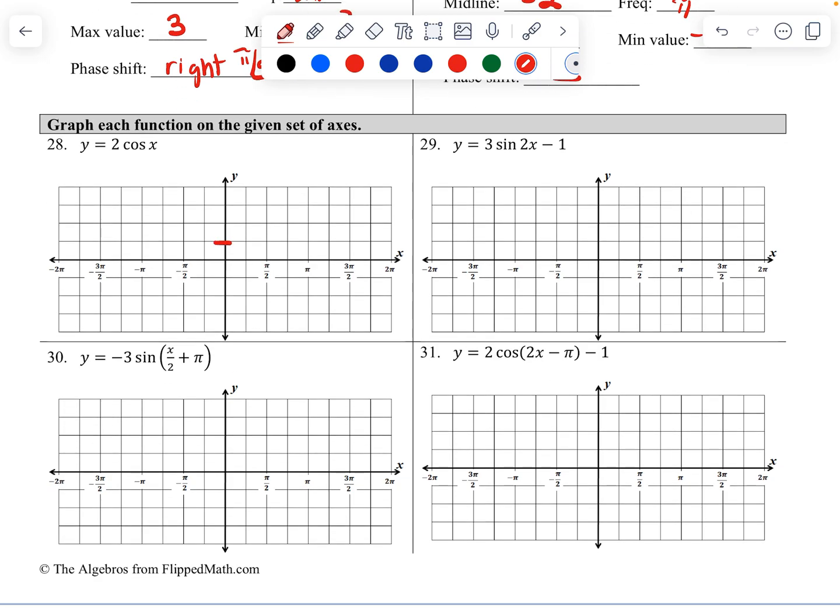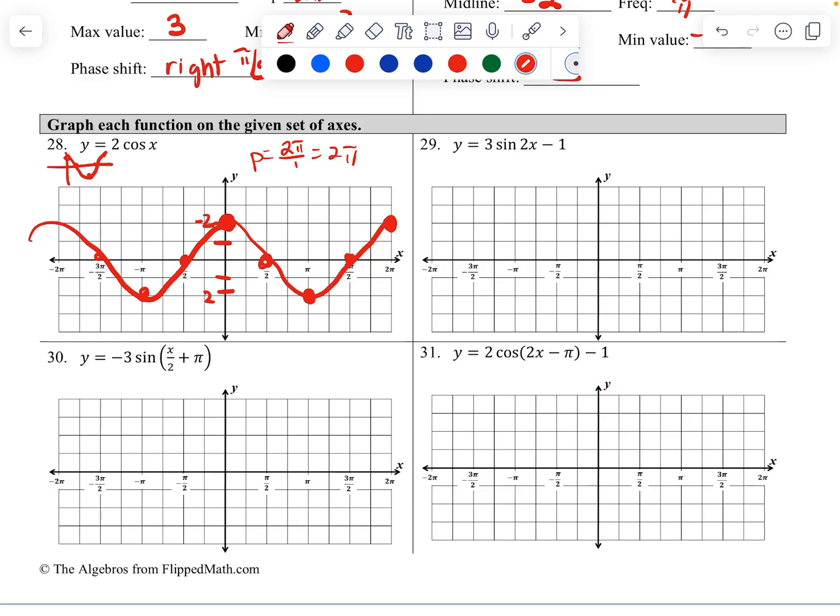All right, so up 2, down 2. Our b value is 1, so our period is 2 pi over 1, which is 2 pi. All right, and so let's see, it's going to start at our amplitude, and then it'll be back there at 2 pi. So right in the middle, our cosine has to go low, right? Because here's our normal cosine, so that means it's got to go here. So mid, low, mid, high.